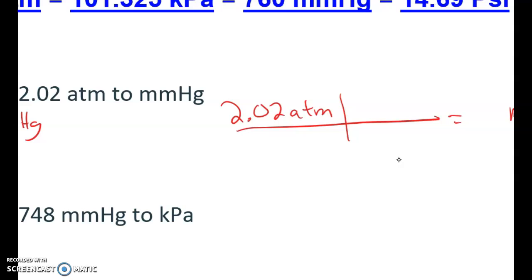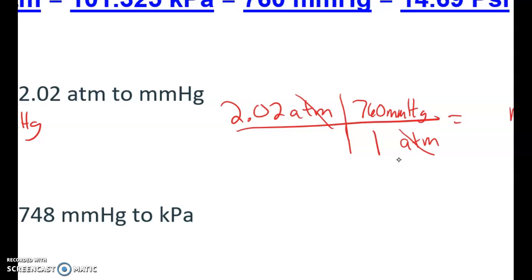Give myself some space, right? Atmospheres has to go down here because I need to be able to cancel. So if I look at my conversions at the top, 1 atmosphere is equal to 760 millimeters of mercury. Remember, these things are all equal to each other. So I can set them up as a conversion factor that's equal. So atmosphere cancels with atmosphere. I'm left with millimeters of mercury, which is what I was trying to get to. So now it's just about the math.